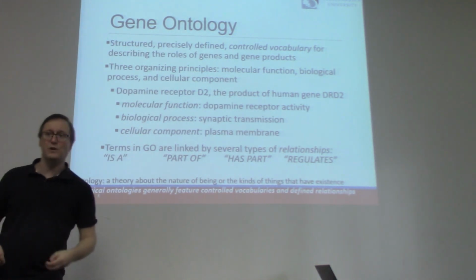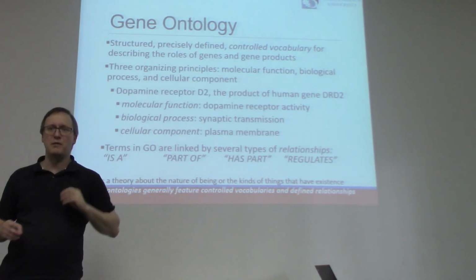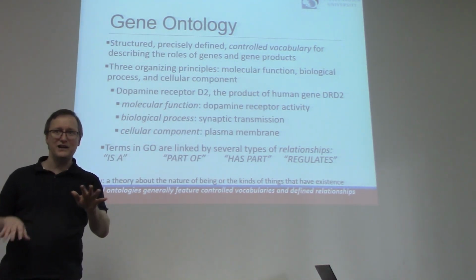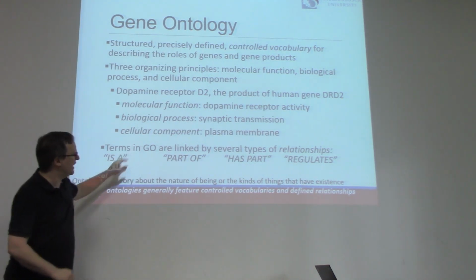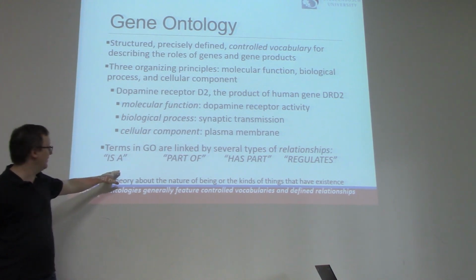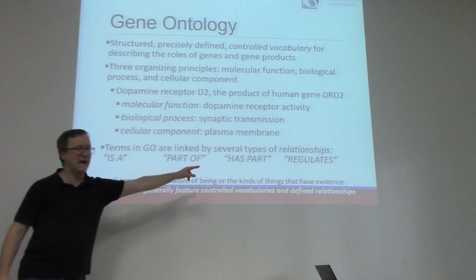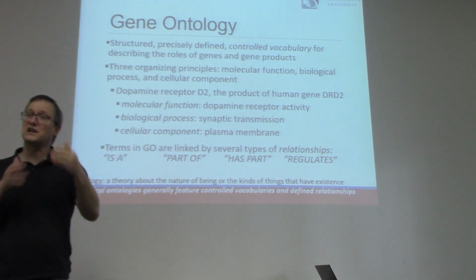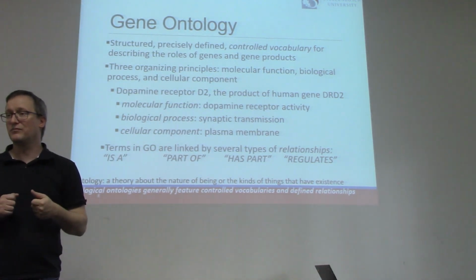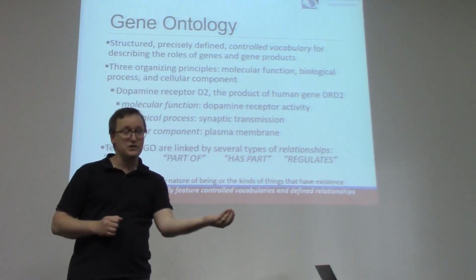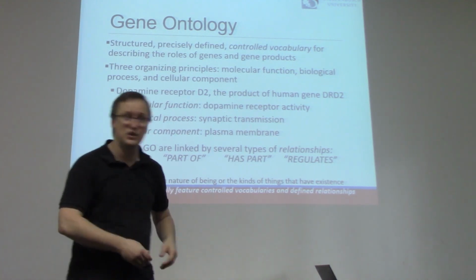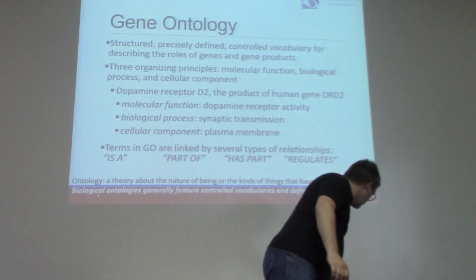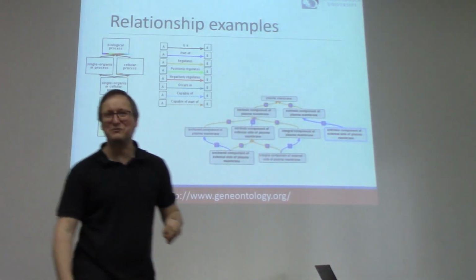Cellular component says, well, this is found in the plasma membrane. Not the mitochondrial membrane, not the nuclear membrane. This is found in the cellular membrane. Okay, and of course the relationships, like is a part of, has the part, regulates. These are the kind of relationships that get described. So on the one half, relationships. On the other half, controlled vocabularies. Together, these create the gene ontology, which is really 3 hierarchies for the price of 1.